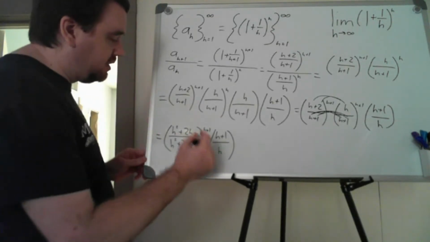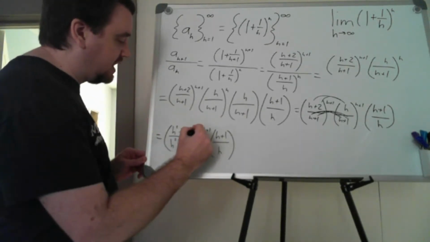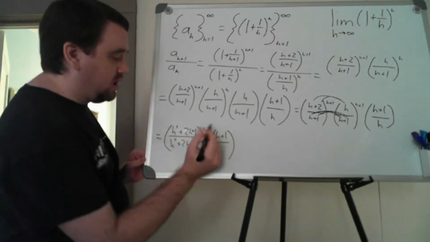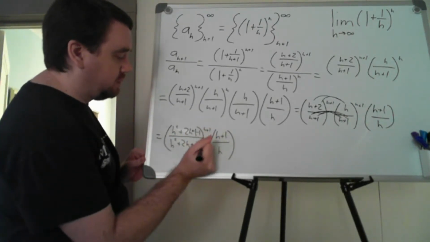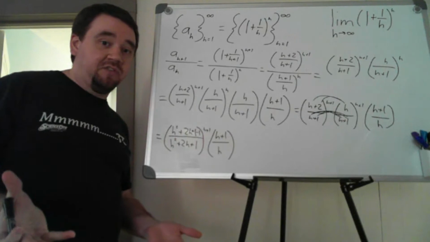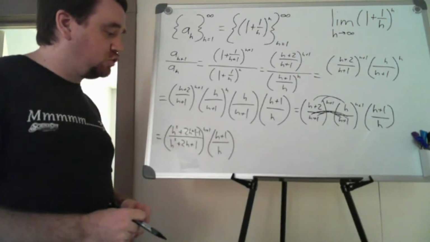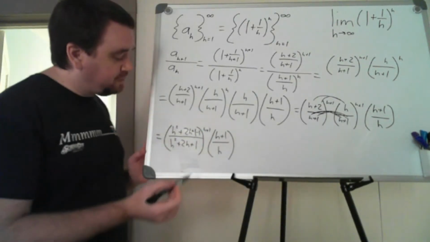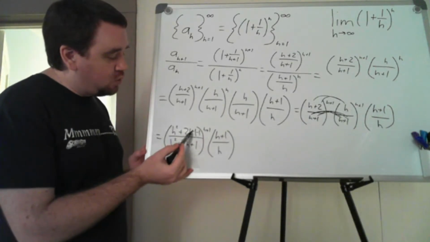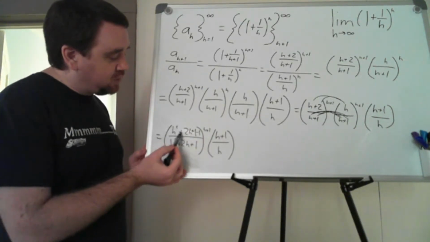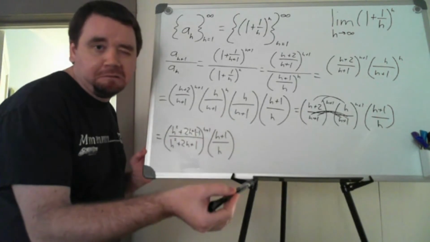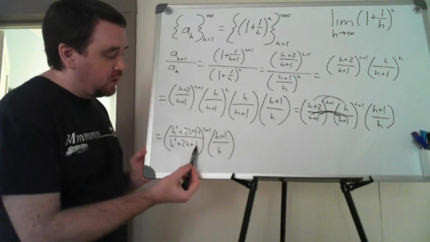And so that's what I'm going to do. I'm going to think I can do this. I can add 1 as long as I also subtract 1. So all I've really done is add 0, so the value doesn't change. But now what I see is that I've got something that I like a lot more. I've got h squared plus 2h plus 1 minus 1 over h squared plus 2h plus 1.